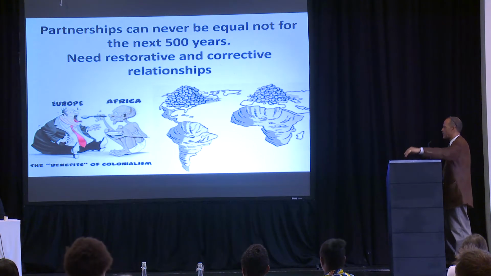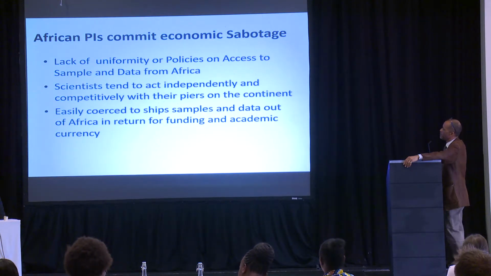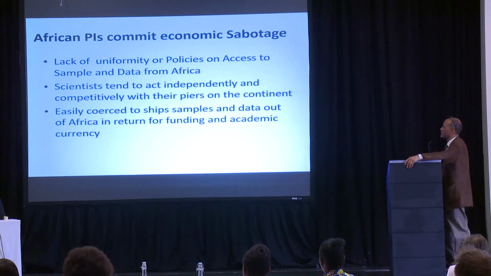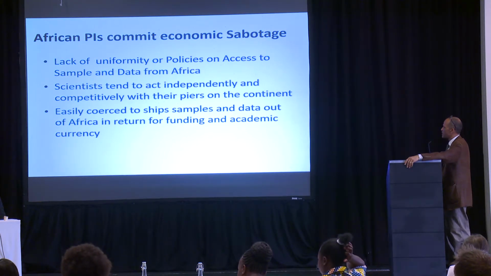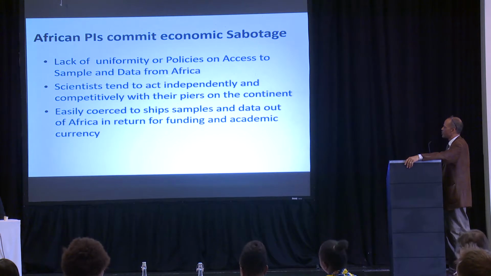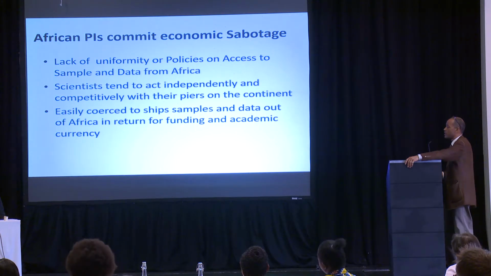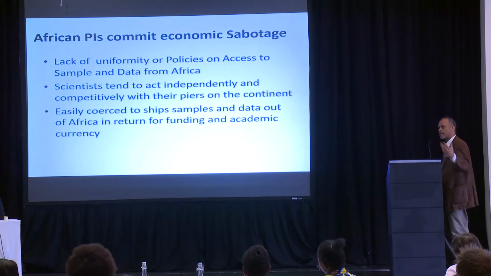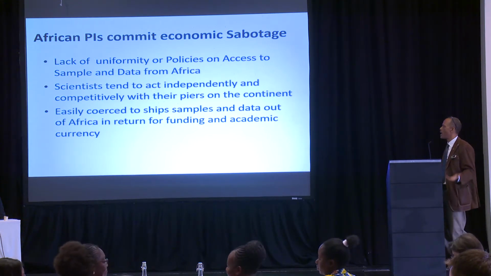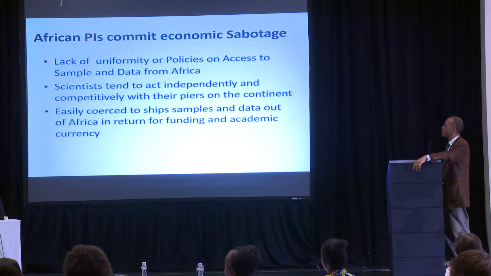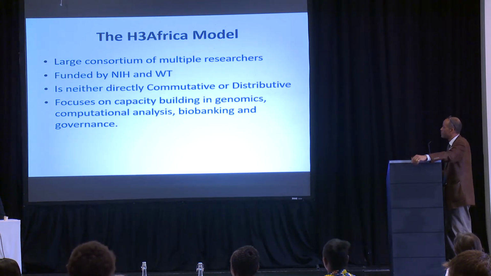So when we talk about equality, I don't think we can use open source in its current form. African PIs commit economic sabotage. With a lack of uniformity of policies on access and principles of sample and data sharing from Africa, scientists tend to act independently and competitively with each other on the continent. They're easily coerced into shipping samples and data out of Africa in return for funding and academic currency. So you find even our own academics are committing sabotage because we don't have a uniform voice or a uniform platform or a uniform understanding.